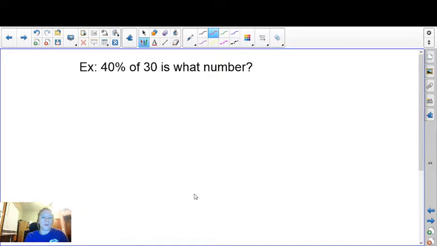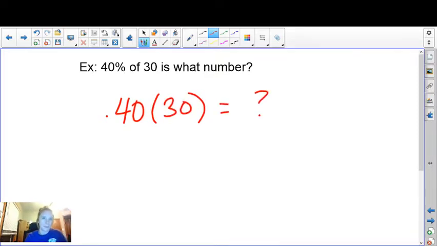So 40%, which is 0.4 or 0.40 of 30 is what number?